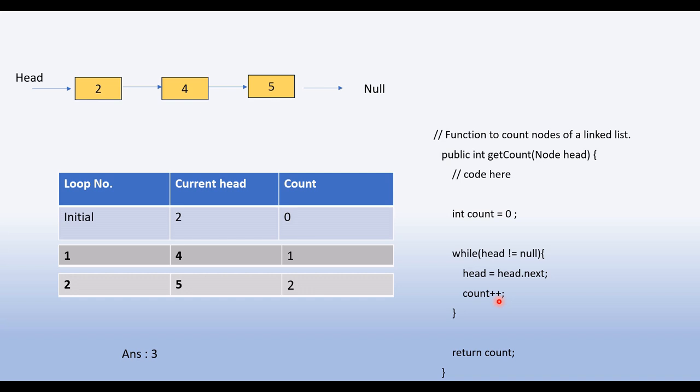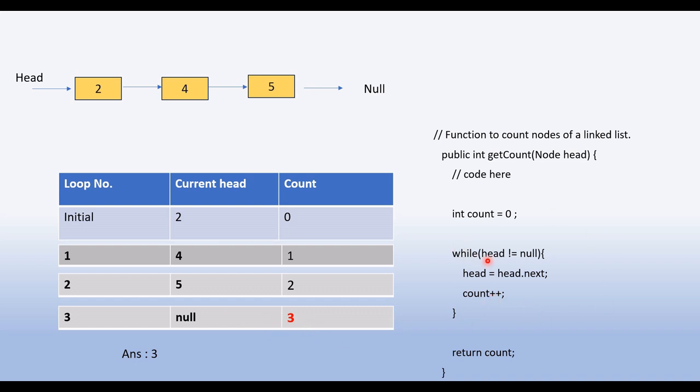Once this is done, it will go back and check if the head is null or not. So 5 is not null, so the head will now start pointing to the null value, so we'll replace it with null, but the count variable will be incremented from 2 to 3.